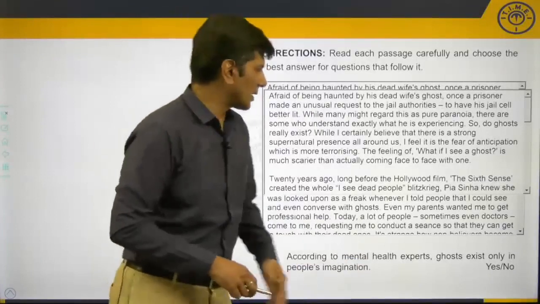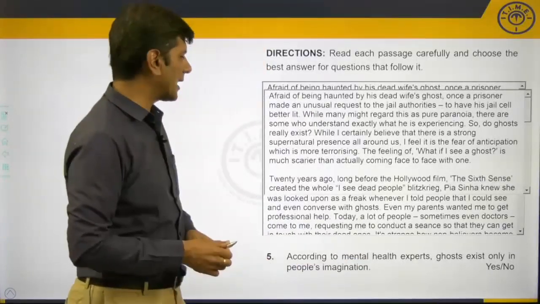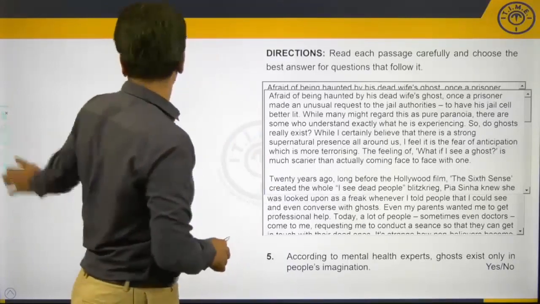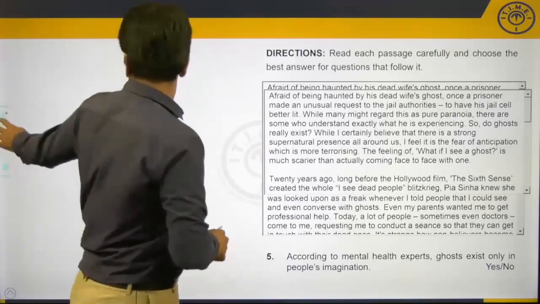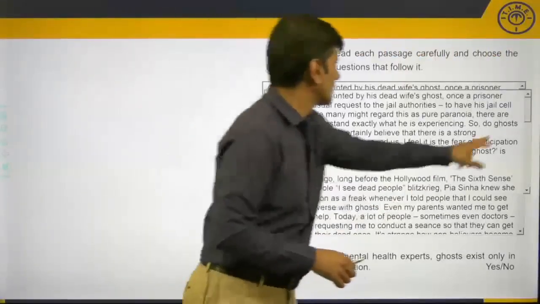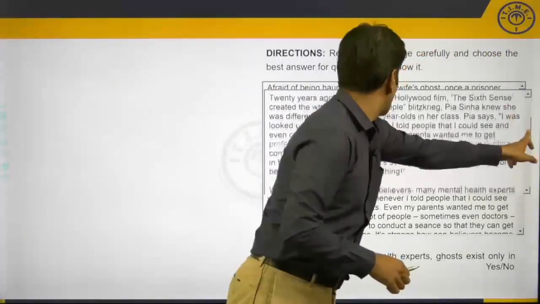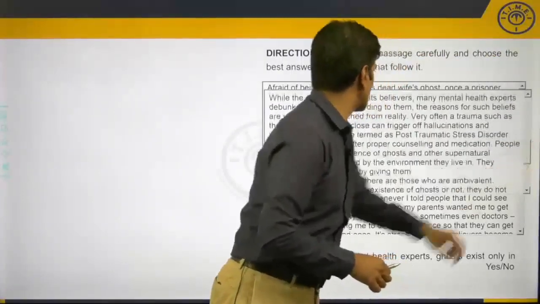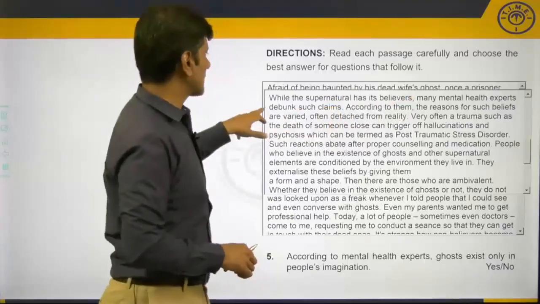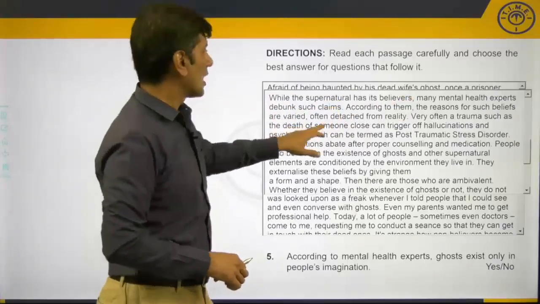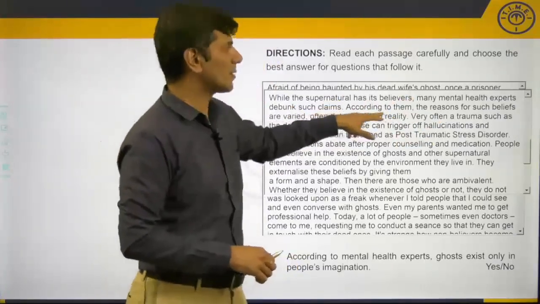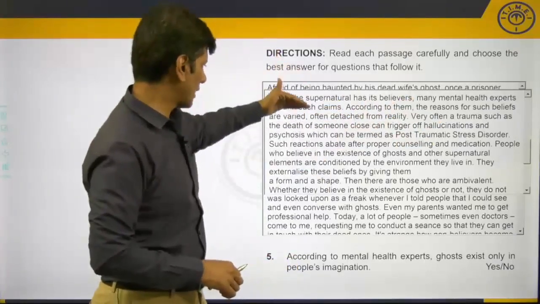Question number 5. According to mental health experts, ghosts exist only in people's imagination. Now, where does this part come? Now, if you take a look at the passage, when we talk of mental health experts, that was in the 3rd paragraph where we are talking of, while the supernatural has its believers, many mental health experts debunk such claims. According to them, the reasons for such beliefs are varied, often detached from reality. And then they go on.